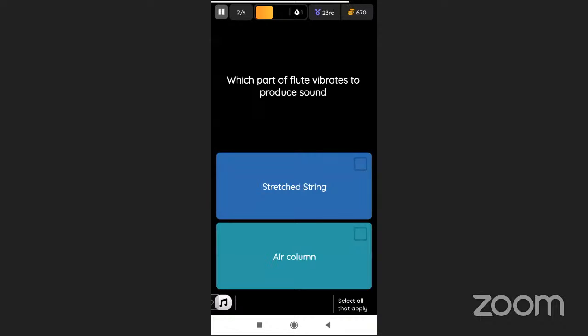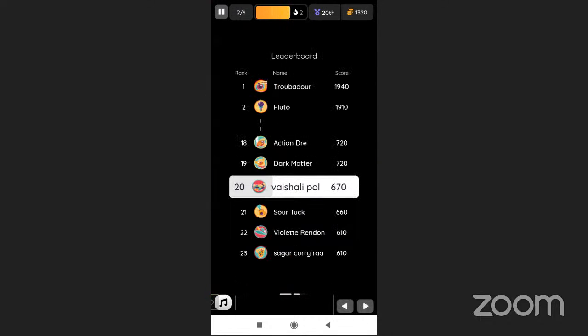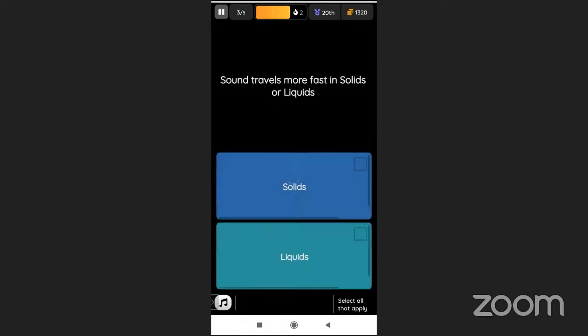Can anyone read this question? I want someone to read this question. Which part of a flute vibrates to produce sound? See, we have seen that different musical instruments produce sound by different vibrating parts. The answer is air column. Excellent. Now we will go on to the next question.